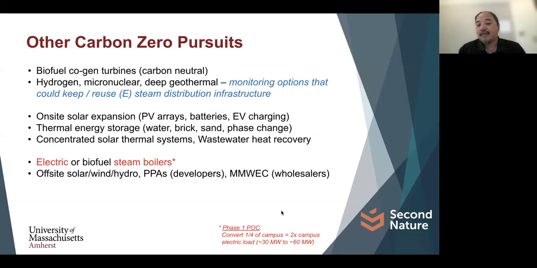And we're looking at electrifying some of our steam boilers, just as a point there in the little asterisks in the red. When we did our proof of concept study, we said, what if we just electrified all those steam boilers? How much electric load would that take? And just for the quarter of campus that we would need to support, it actually would double our campus electric load from 30 megawatts to about 60 megawatts. So now multiply that times the other 3/4 of campus, and we're looking at 120 megawatts of electrification on our campus. Next slide.